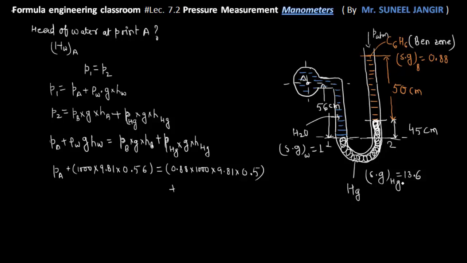Okay, plus rho of mercury. Again, the specific gravity of mercury is given as 13.6, so we can write this as 13.6 into the density of the standard fluid, that is water, 1000, into 9.81 into 0.45. Okay, so all values are known. So from here we can calculate the pressure at the point A.